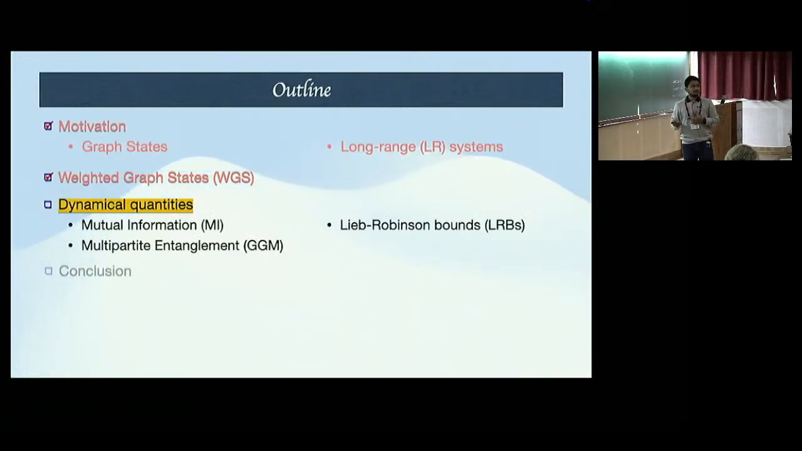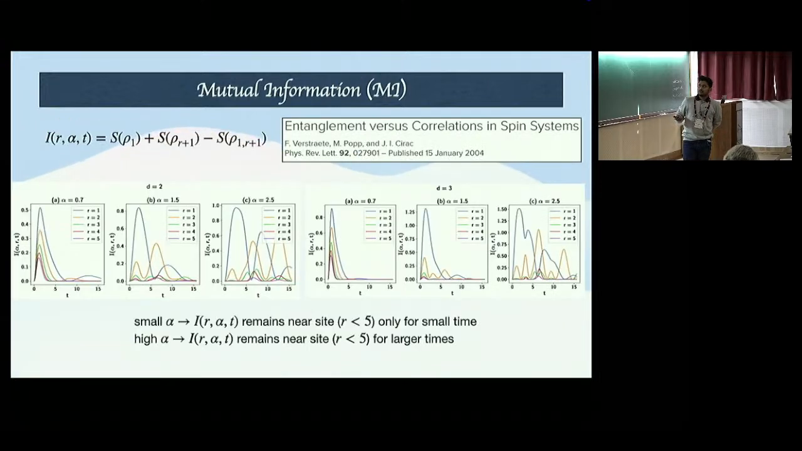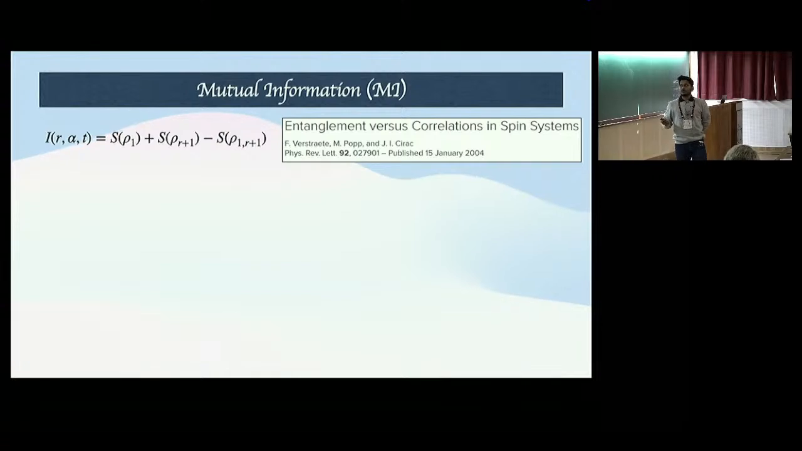So I'll now move on to our work, where we compute the dynamical quantities. We first compute the mutual information, which quantifies the total amount of classical and quantum correlations in the system.